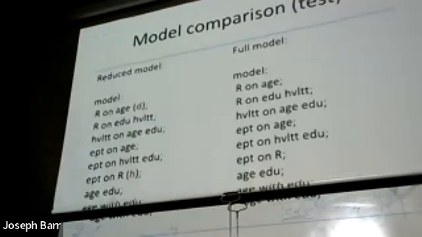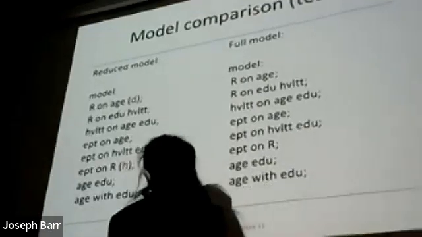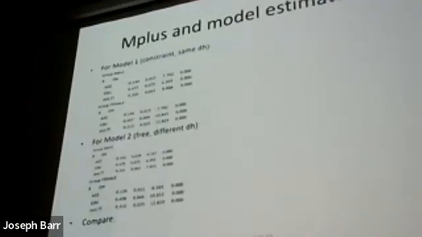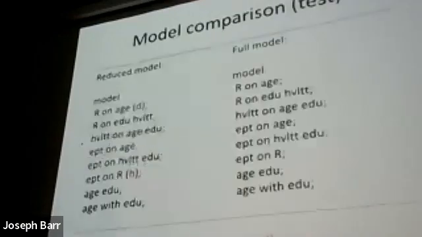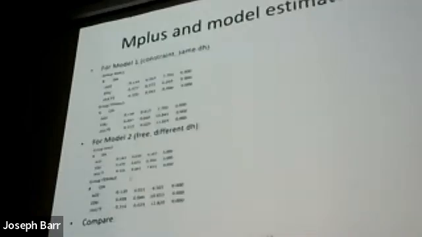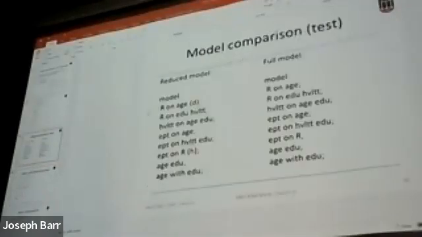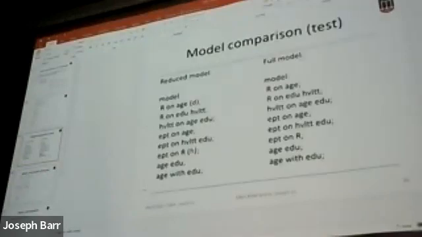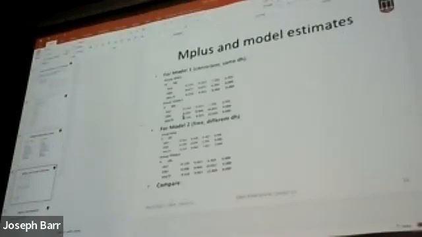So for model one, suppose this is model one, the reduced model. I'm assuming D and H are the same for female and male. For model two, D and H are totally different. So R on H is D. Let me put it in red. R on H is D, this one. The EPT on R. Oh, I didn't copy all the results.